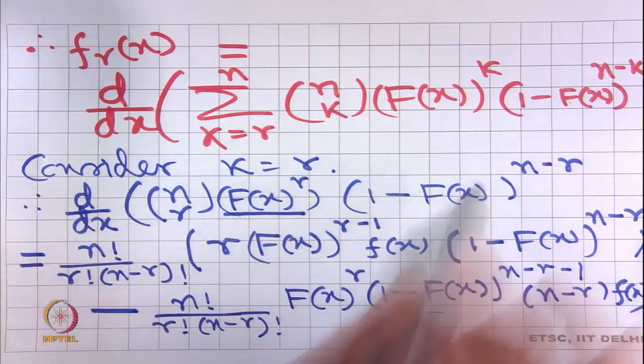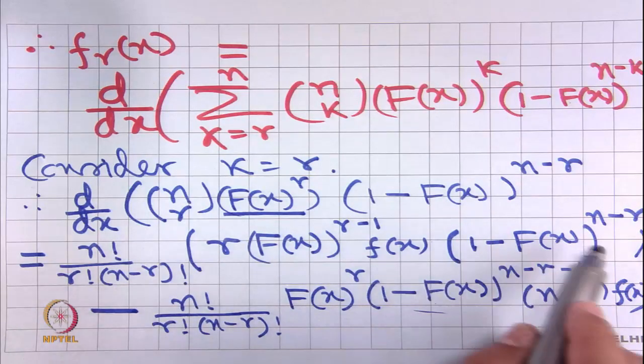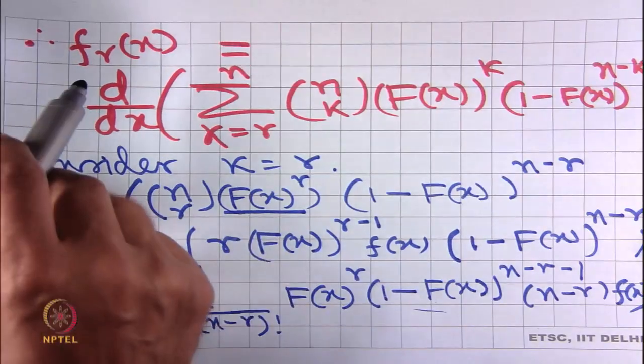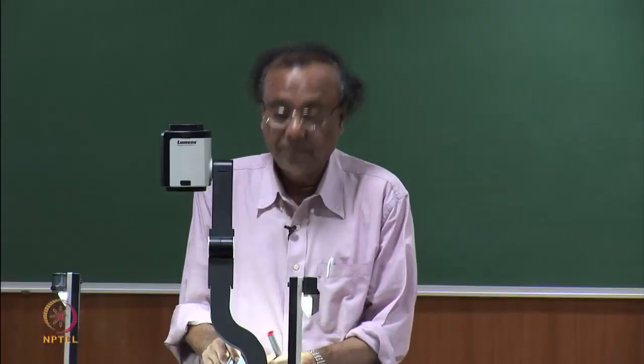Thus, we get two terms, one is the first part and the other is the second part, which is actually becoming a subtraction. Now, let us simplify it.